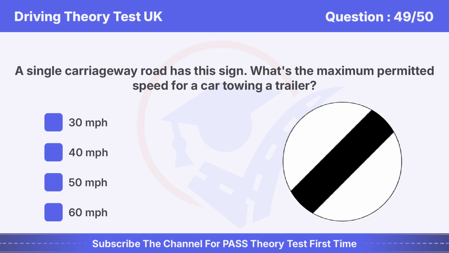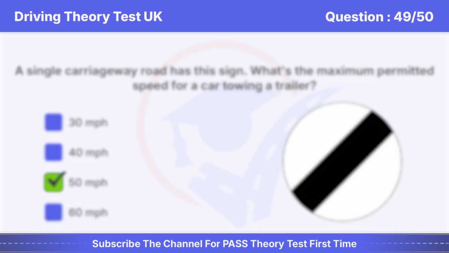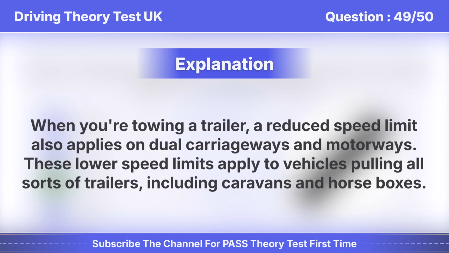Question 49. A single carriageway road has this sign. What's the maximum permitted speed for a car towing a trailer? Answer is C. 50 miles per hour. When you're towing a trailer, a reduced speed limit also applies on dual carriageways and motorways. These lower speed limits apply to vehicles pulling all sorts of trailers, including caravans and horse boxes.